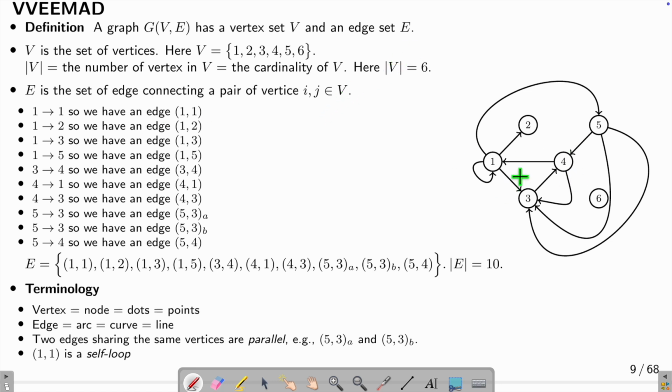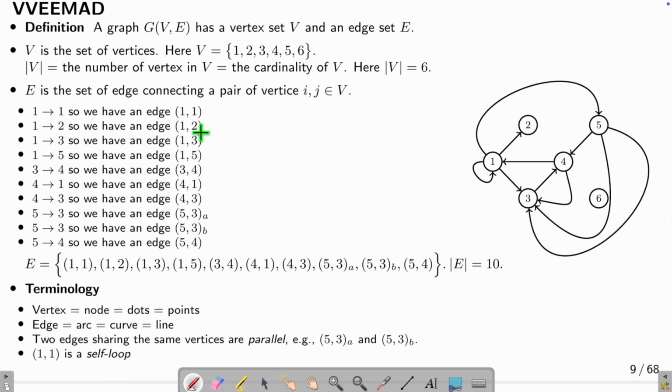So for example, look at this picture. 1 connects to 1, so (1, 1) is in E. 1 goes to 2, so (1, 2) is in E. This (1, 2) means from 1 to 2. This (4, 1) means from 4 to 1. This (5, 4) means from 5 to 4. And if you look at this picture, you will see that (5, 3) appears 2 times. So (5, 3) and (5, 3). Okay, we run out of symbols, then we add subscripts a, b.